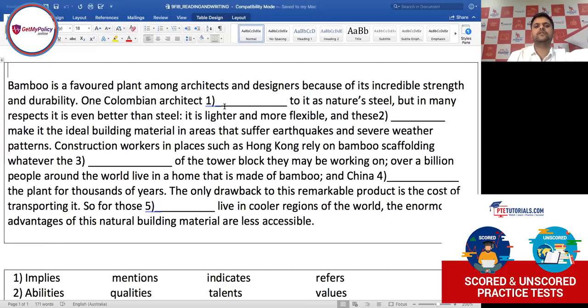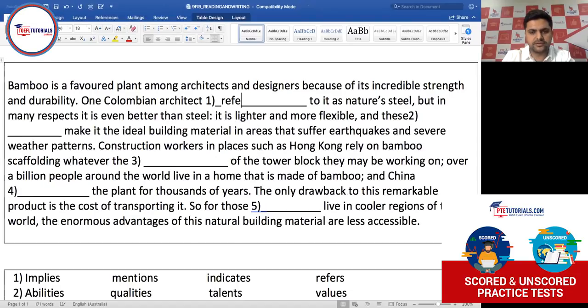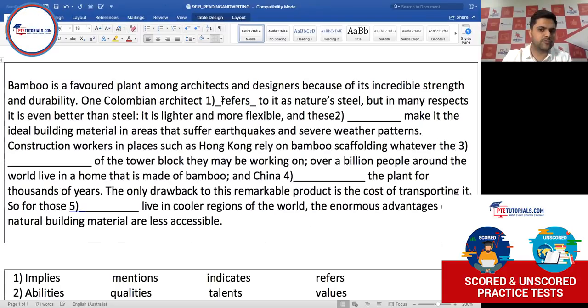So because you have the word to right after the blank, you cannot use any other word. You just need to use the word refers, because refers to is the only word that would create a meaning. All the other words, although they might create a meaning, won't be grammatically correct. So mentions it, indicates it, maybe, but because of the word to, you have to use the option refers. So one Colombian architect refers to it as nature's steel, but in many respects, it's even better than steel.